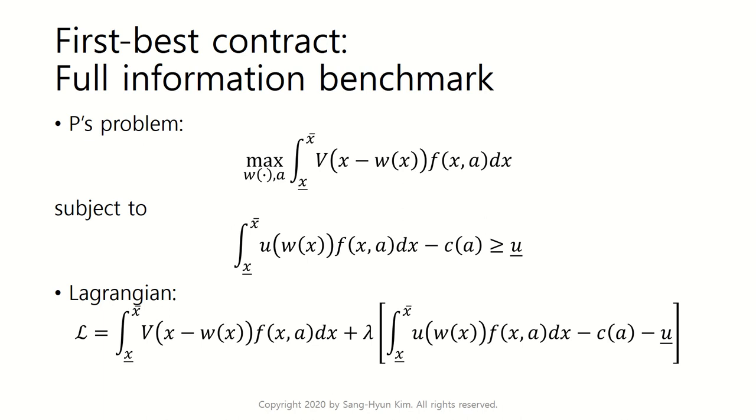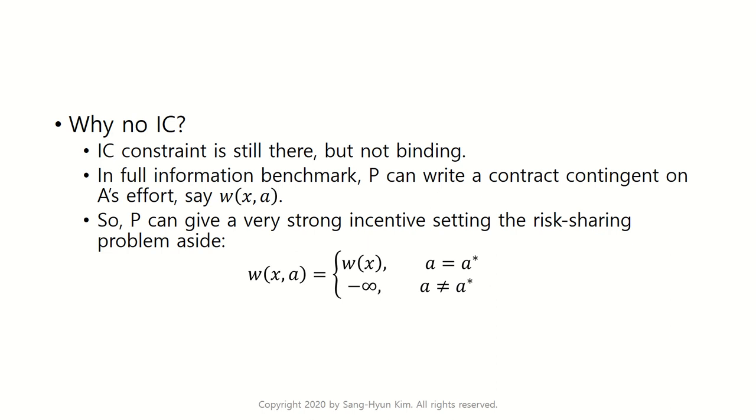Okay. So in the Lagrangian, we write the IR constraint, the binding IR constraint, and then we are going to solve this problem. But what's the choice variable? As before, the choice variable is the wage function. So we have to choose a function to maximize a function, which is not really an easy task, but conceptually it's not too difficult to understand. So, we're going to solve that problem. But before we solve that problem, let me explain why we don't have the IC constraint first.